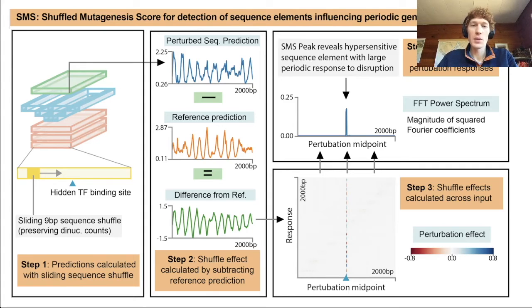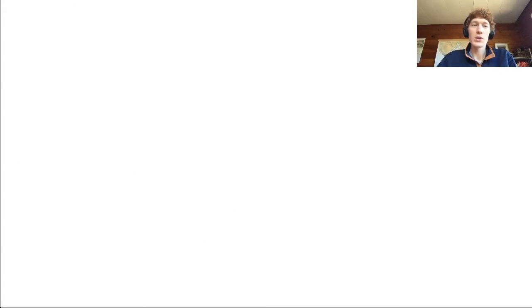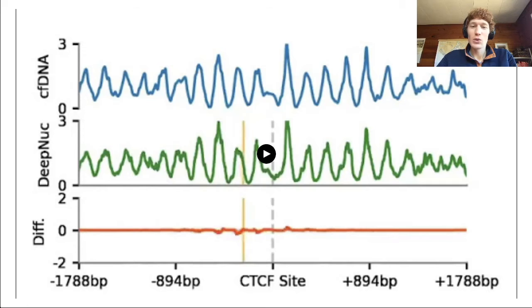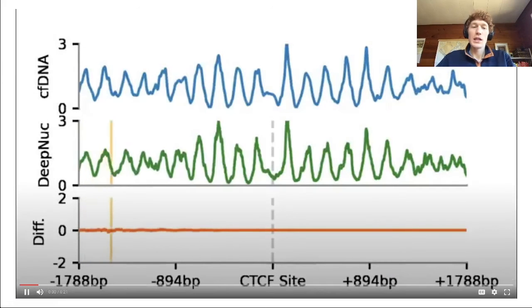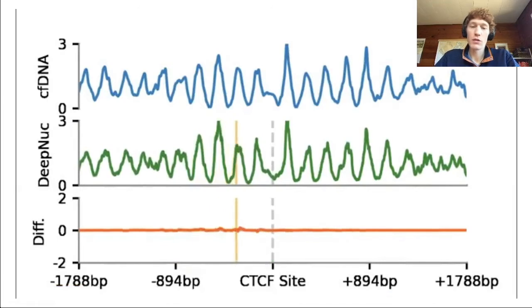To help give some intuition for what's actually going on in the SMS score, here's a short video where we're scanning in yellow. We're applying the SMS mutation across a region flanking a CTCF site, which is in the center. As we get to the CTCF site, you'll see we suddenly have a huge mutation effect right there. And then as we move away again into flanking sequences, the 9 base pair shuffle is really not having much effect at all, only local disruptions to the predicted nucleosome occupancy.